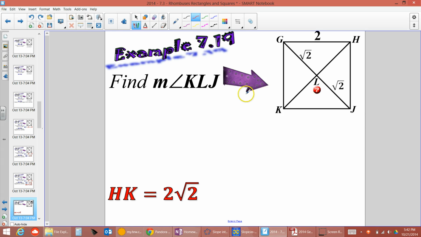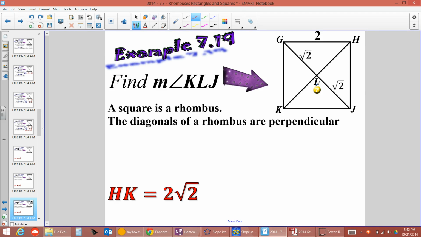Now it says find the measure of KLJ. Okay, so I've got K here, L's here, and J's here. I'm looking for the question mark angle right here. Well, if I look at it as a rhombus, I know it's a square, but it's also a rhombus. And I know that the diagonals of a rhombus are perpendicular. So I know that the diagonals form 90-degree angles. So I know that this angle is 90 degrees. Okay.